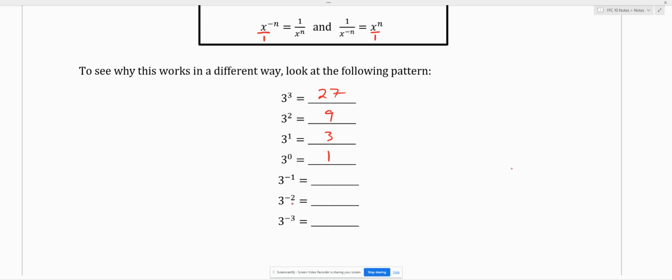But you might say, well, what do these actually equal? 3 to the negative 1, 3 to the negative 2. And I could write them in fraction format. So we know that that's the same as 1 over 3, or we could write that as 1 over 3 to the 1. This would be the same as 1 over 3 times 3.